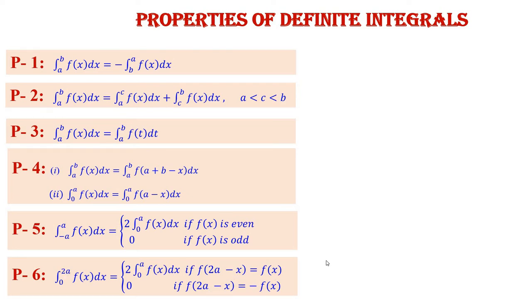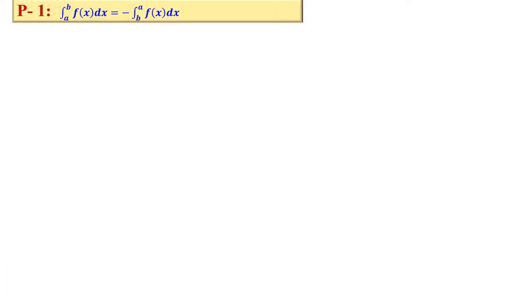Okay, so these are the 6 properties that we are going to prove now. First one, integral a to b f of x dx is minus integral b to a f of x dx. Whenever you interchange the limits, there will be a change in sign. We shall take integral f of x dx, without the limits, to be capital F of x.